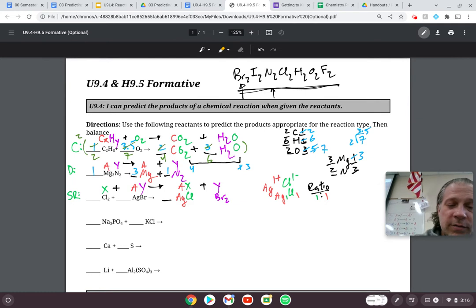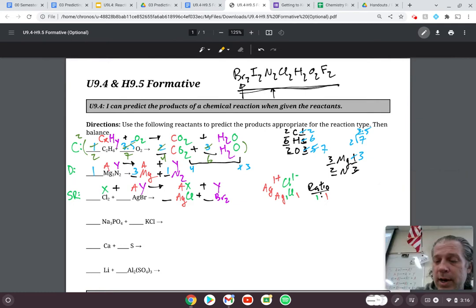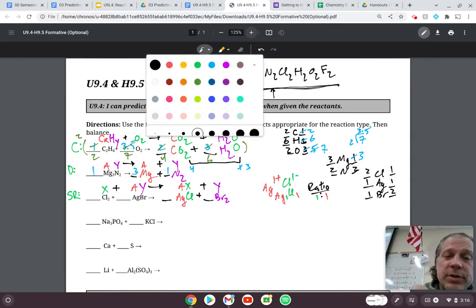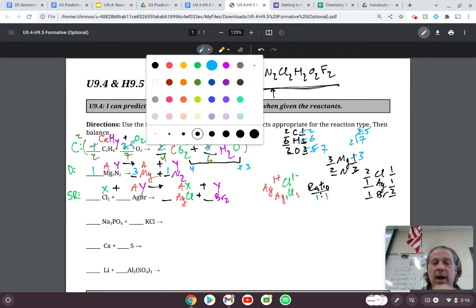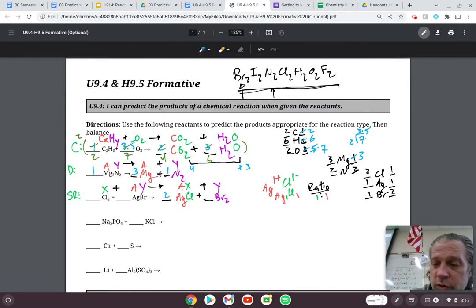So now all that's left to do here is balance. And when I go to do that, I have chlorine, and I have silver, and I have bromine. So on my reactant side, there's 2 chlorines, 1 silver, 1 bromine. On the product side, there's 1 silver, 1 chlorine, and 2 bromines. So I'm going to start balancing from left to right. My chlorines are not balanced, so I'm going to put a coefficient of 2 here, which will give me 2 silvers and 2 chlorines. My silvers are not balanced now, so I'm going to put a coefficient of 2 here, which will give me 2 silvers and 2 bromines. And it looks like that balances out pretty nicely then.